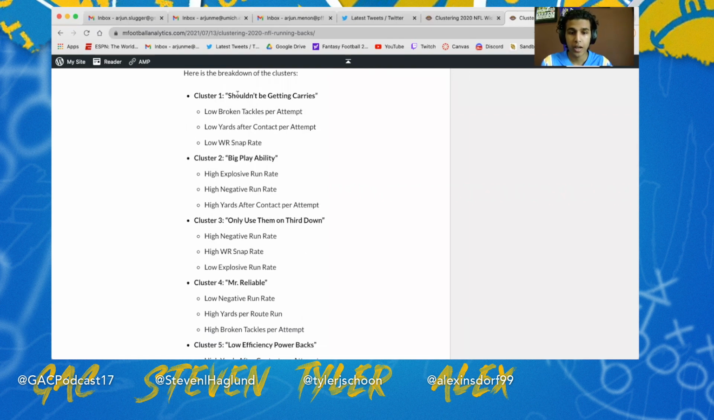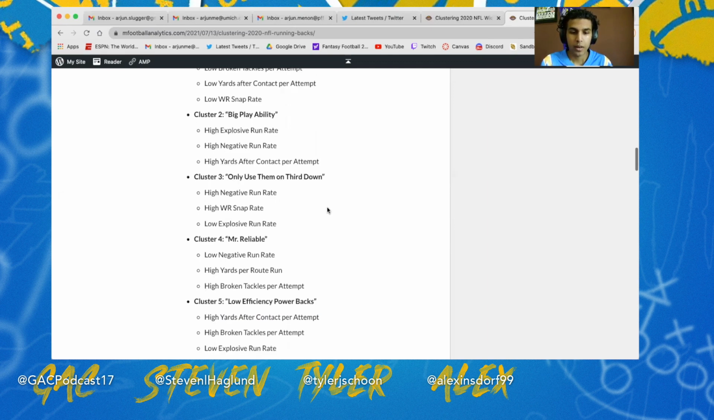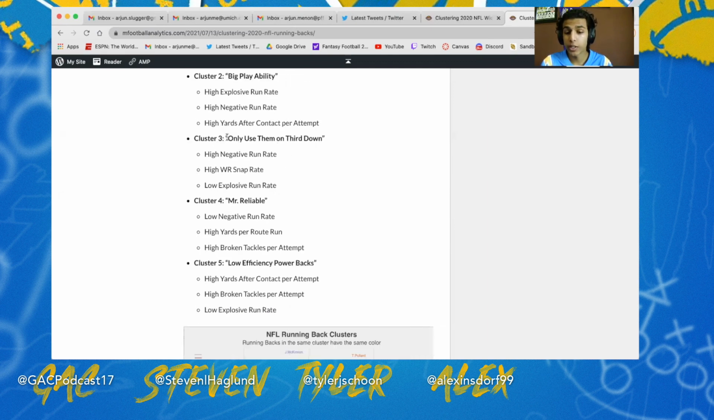Cluster 1 shouldn't be getting carries. These are guys with a low broken tackles per attempt, low yards after contact per attempt, and a low wide receiver snap rate. So these are very inefficient running backs and probably should only be a backup in the NFL. Cluster 2 is big playability. These guys have a high explosive run rate, but also a high negative run rate. So pretty boom or bust, but more on the side of boom because they also have a pretty high yards after contact per attempt. Okay, cluster 3 are the only-use-them-on-third-down running backs.